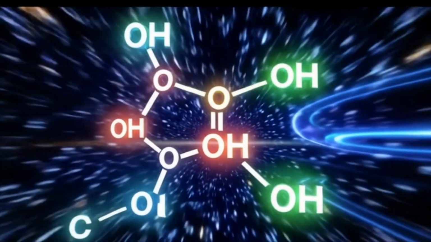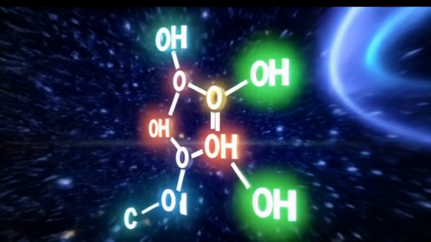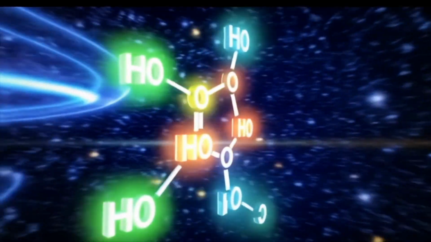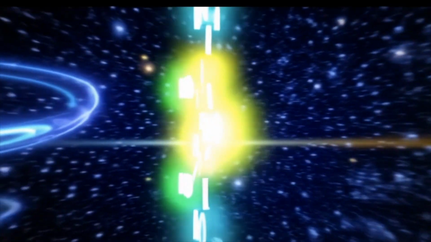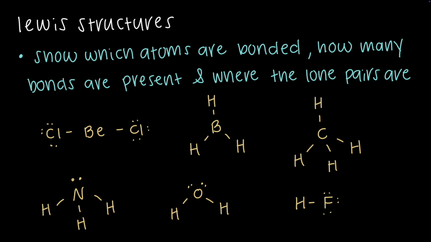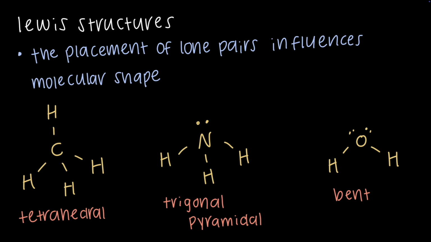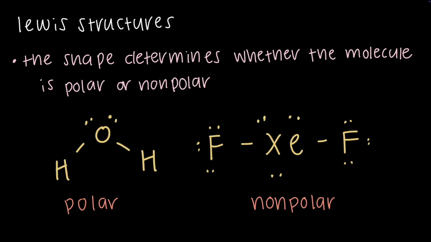The very first skill to review is drawing Lewis structures, because you can't talk about polarity or intermolecular forces unless you can first see how a molecule is put together. Lewis structures show which atoms are bonded, how many bonds are present, and where the lone pairs are. The placement of lone pairs influences molecular shape. The shape determines whether the molecule is polar or nonpolar.